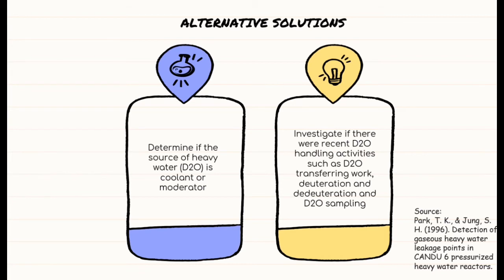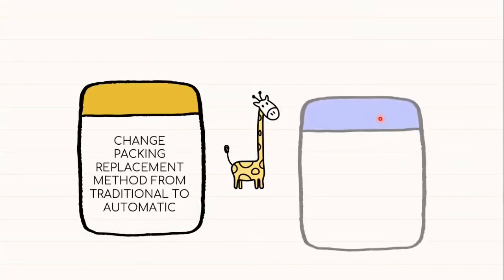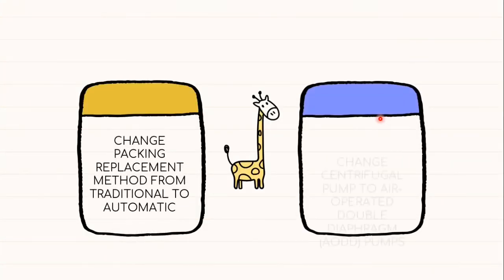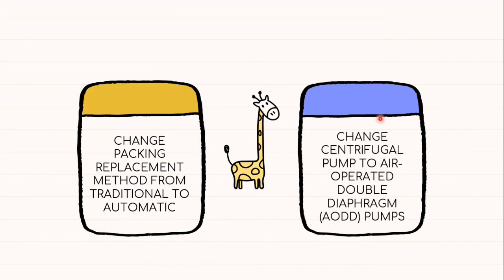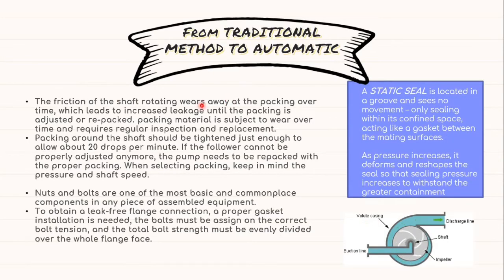system components. We have two proposed solutions, which are change packing replacement method from traditional to automatic and change centrifugal pump to air AODD pumps. The friction of the shaft rotating, it wears away at the packing over time, which leads to increased leakage until the packing is adjusted or repacked. Packing around the shaft should be tightened just enough to allow about 20 drops per minute.